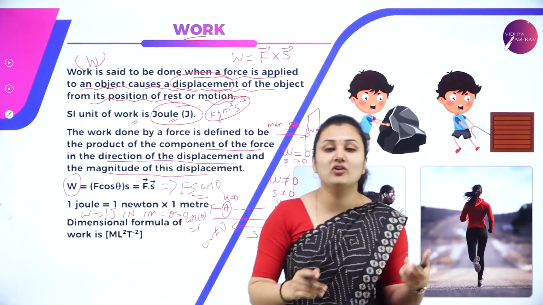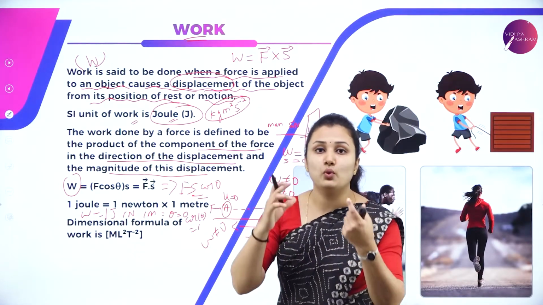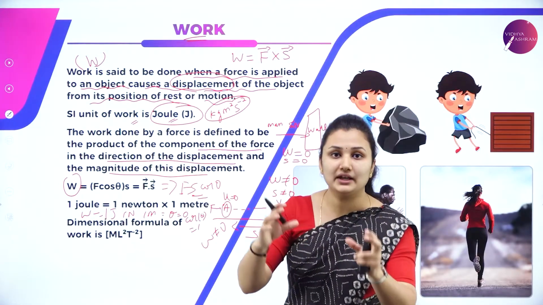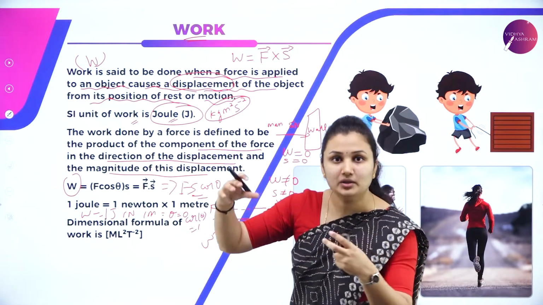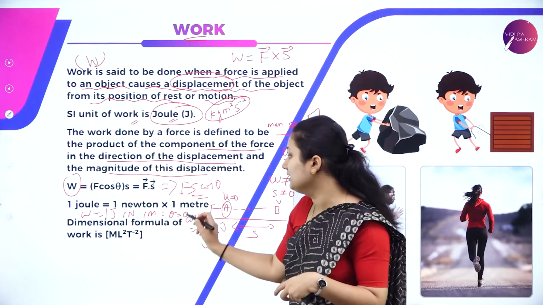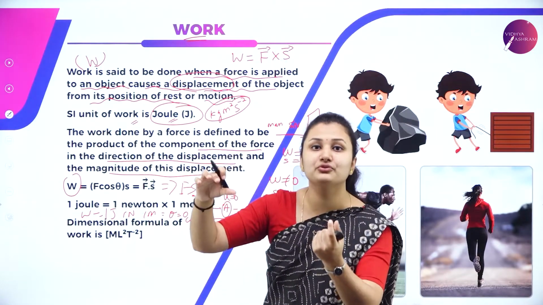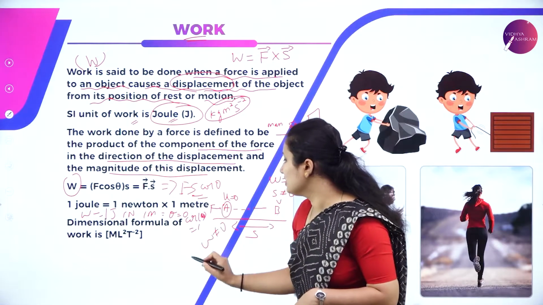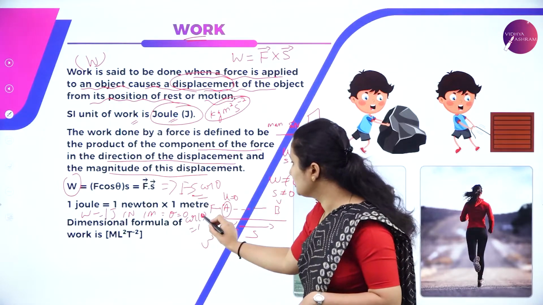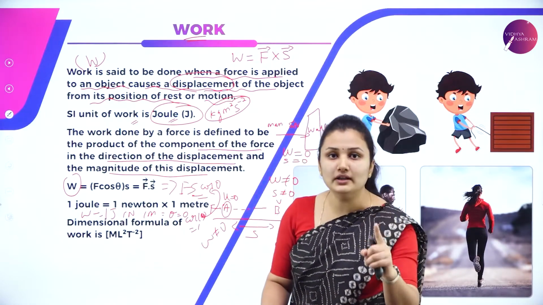When will you say the work done is equal to 1 joule? When 1 Newton of force is applied to the object, that will cause a displacement of 1 meter, and the direction of force applied will be in the direction of displacement. So theta will be 0, cos 0 is nothing but 1. If you substitute in this equation of work, you will get work done is equal to 1 joule.